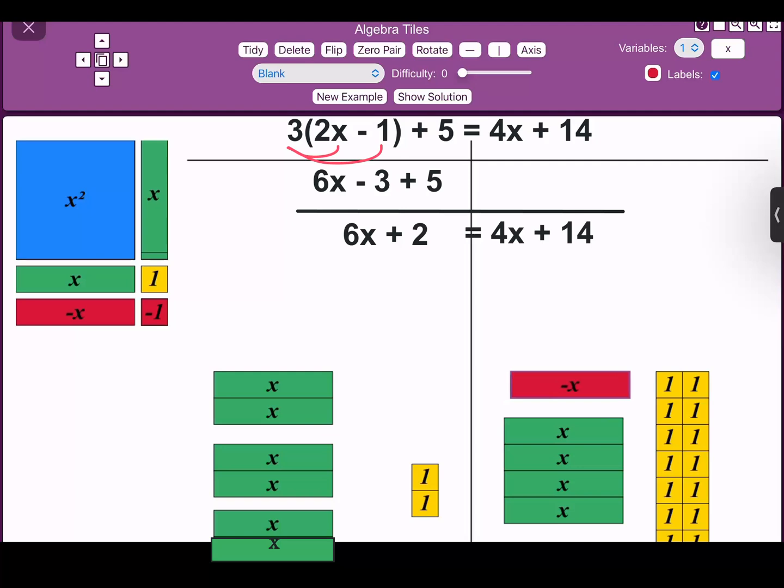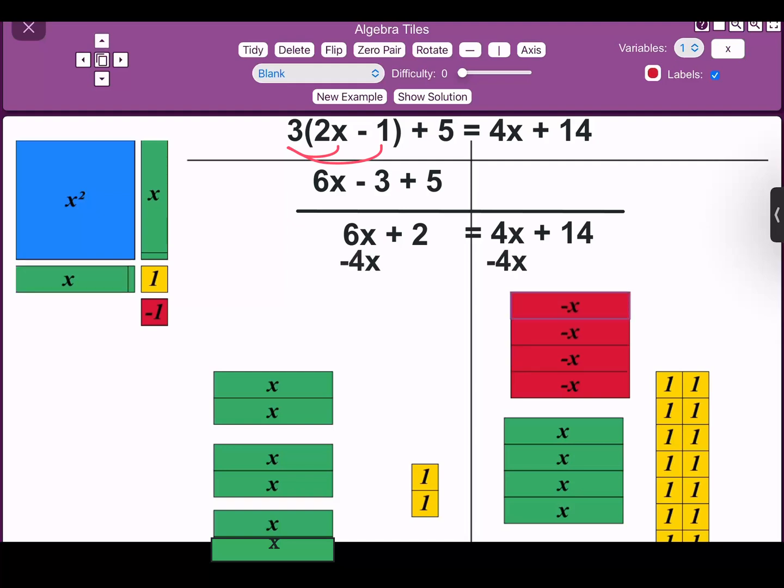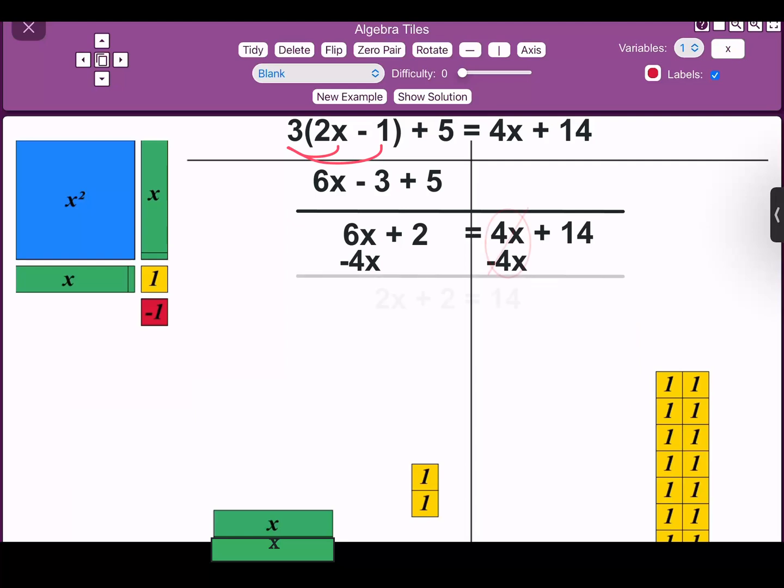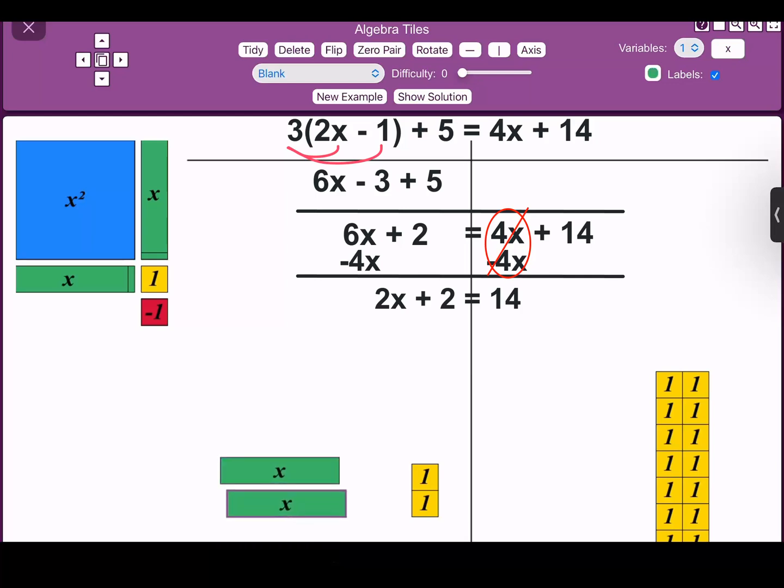So now just proceed to solve using the strategies we learned in the previous examples. I want to eliminate the 4x here on the right side. So I'm going to add 4 negative x tiles, and whatever I do to the right, I must do to the left so that the equation remains balanced. I'm going to look for any 0 pairs to eliminate and remove them. So now I'm left with 2x plus 2 equals 14.